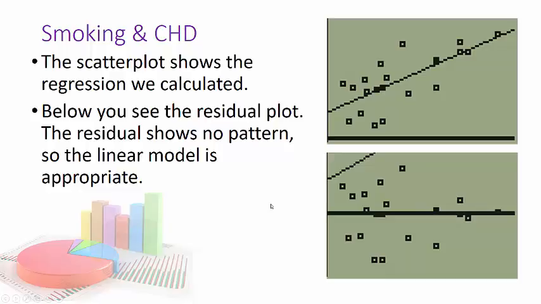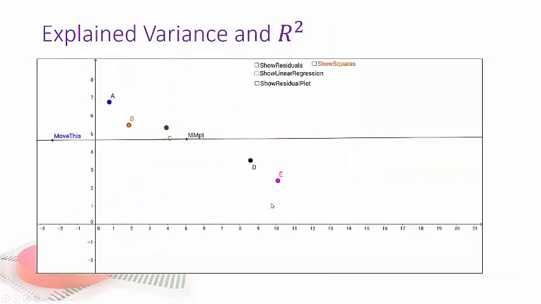Okay, so let's take a look at something else, which is called R squared, and explained variance. First of all, I'm going to go ahead and show the residuals. The variance in the residuals is the part of the variance that is not explained by the model. So currently this is a pretty bad model.